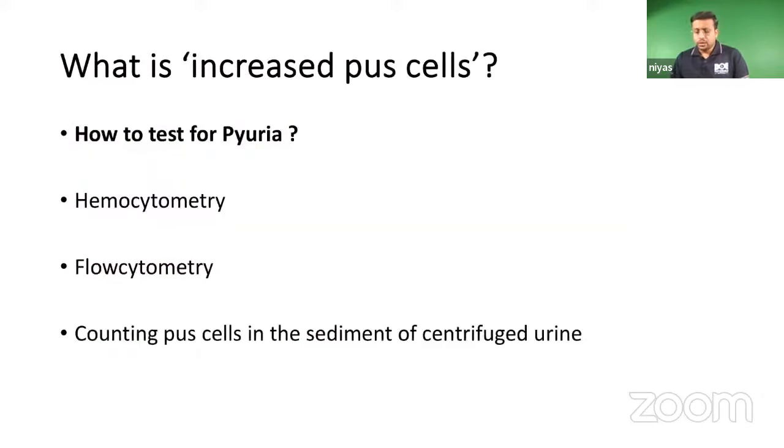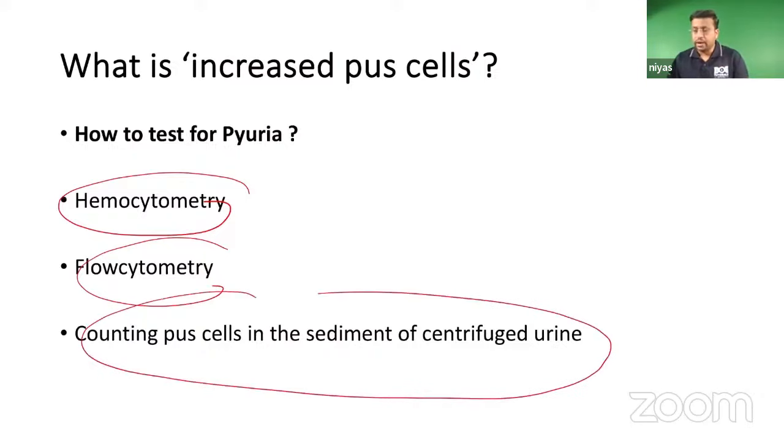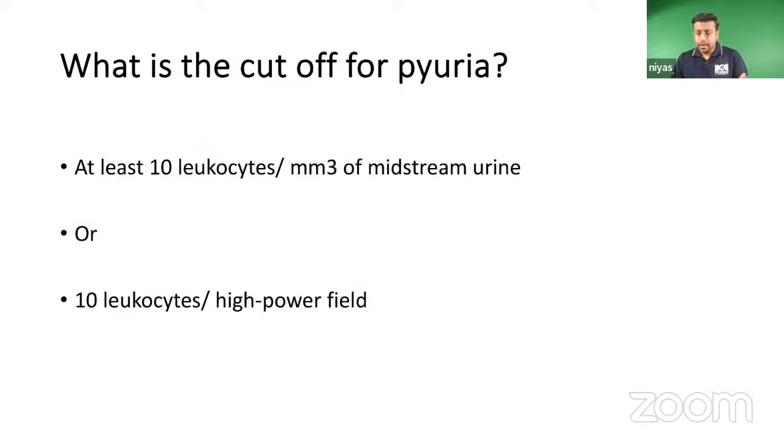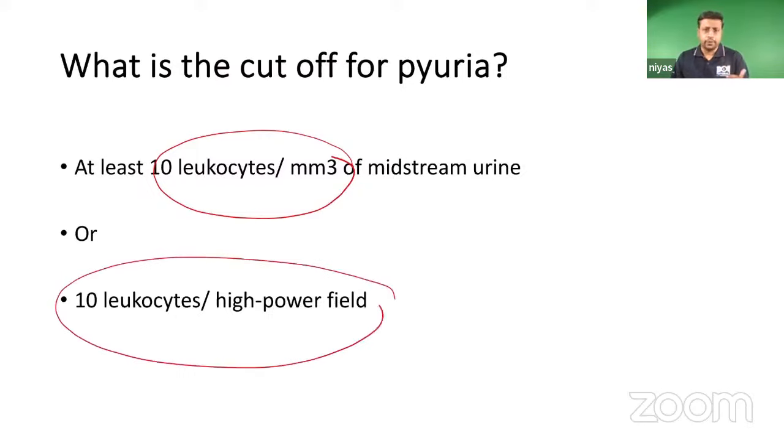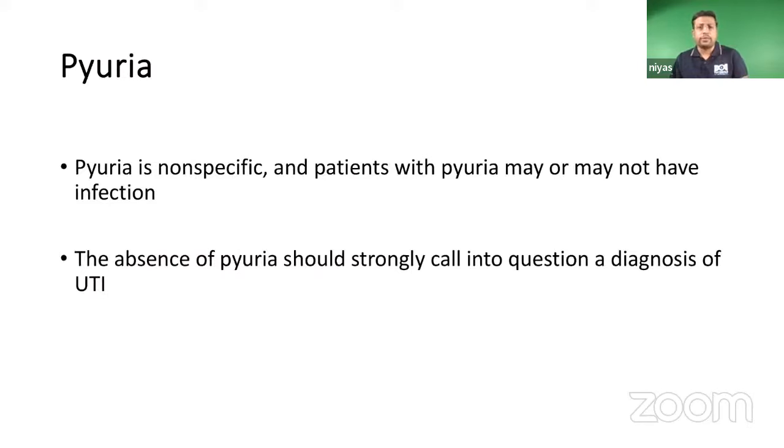Okay. So what exactly does increased pus cells mean? You have been given a clinical scenario that says increased pus cells. Now, pus cells can be tested by various methods, by hemocytometers, flow cytometers, and you can also count them in the sediment of centrifuged urine, which has been done previously. The cutoff for pus cells is 10 leukocytes per cubic millimeter in midstream urine, or 10 leukocytes per high power field. Whatever it is, this particular patient has pyuria.